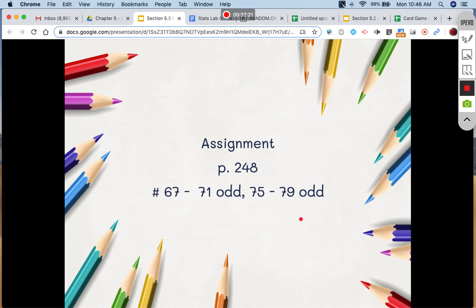So give that a try. Here are some problems to do out of your book. Enjoy.